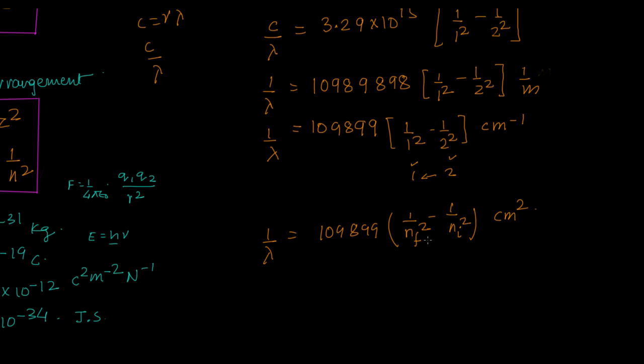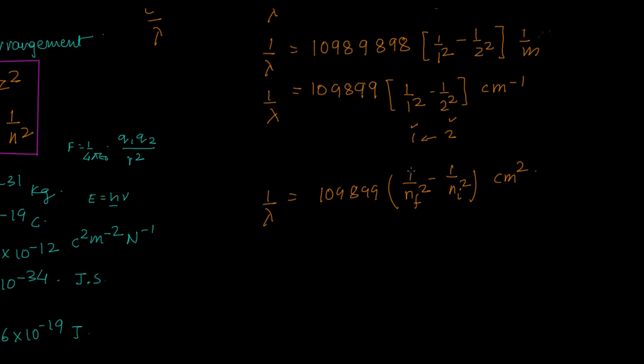Now look at Balmer. His transitions were occurring for n initial equal to 3, 4, 5, to n final equal to 2. This is per centimeter, not centimeter square. Hold on. That was Balmer. And see how accurate he was while predicting this. This is what we did, right? Per centimeter.